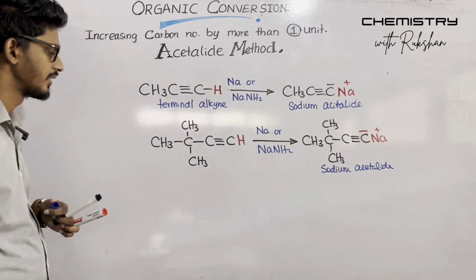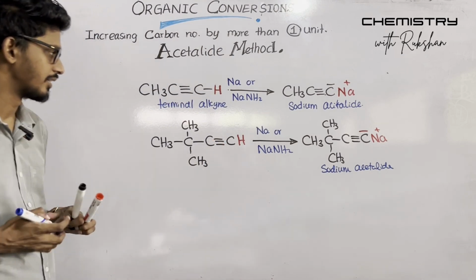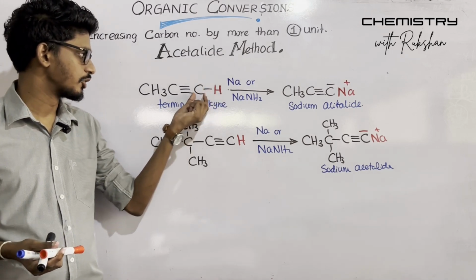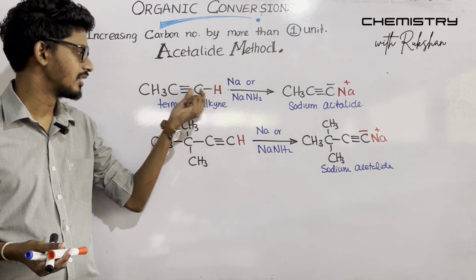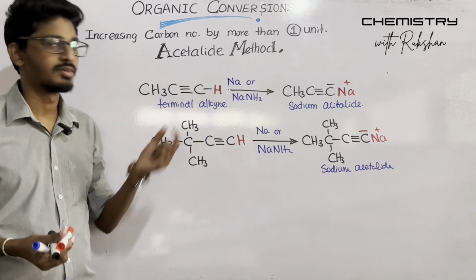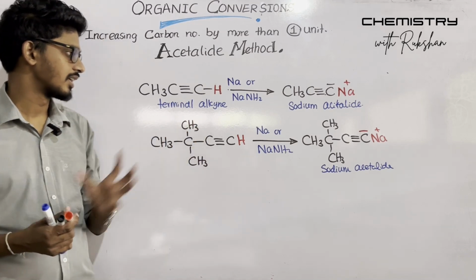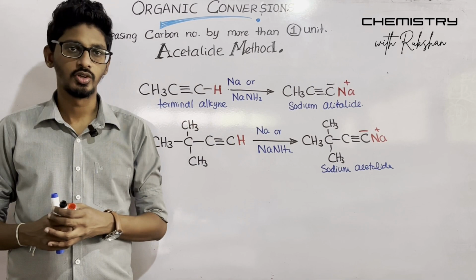Okay, this is a terminal alkyne. The terminal alkyne means those alkynes where you have a hydrogen connected to the sp carbon, meaning the terminal carbon which carries a triple bond. Such things are referred to as terminal alkynes. So with terminal alkynes, you are able to produce sodium acetylides.